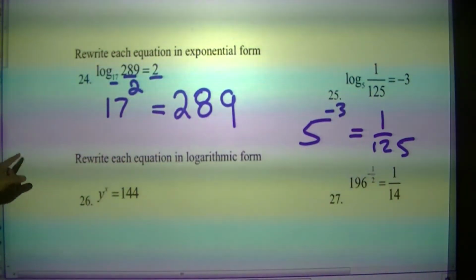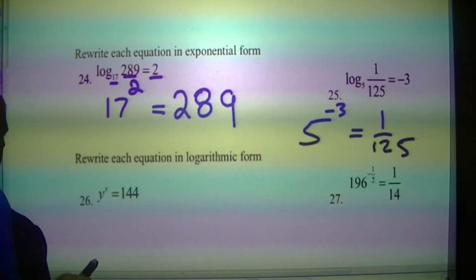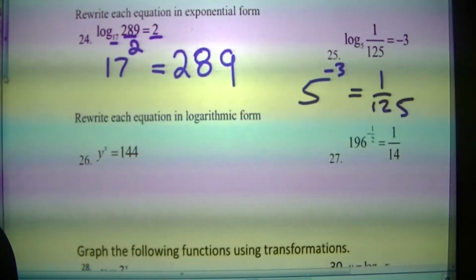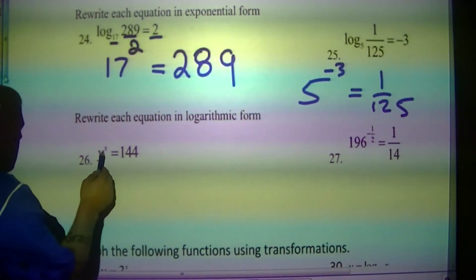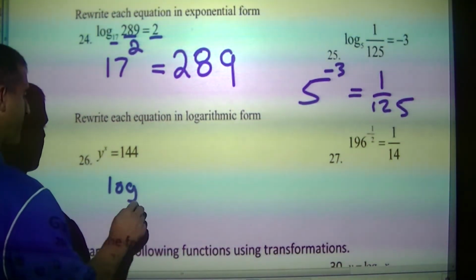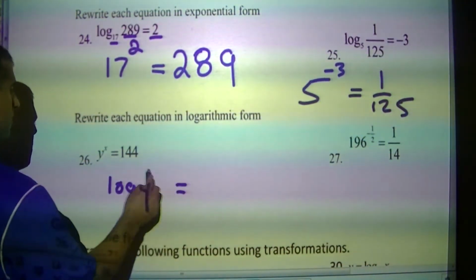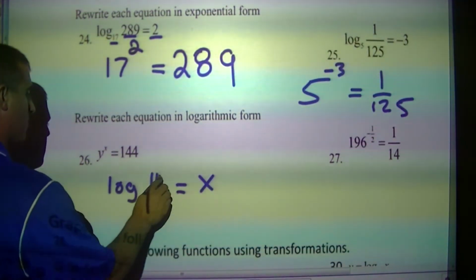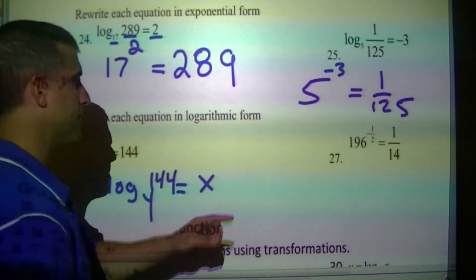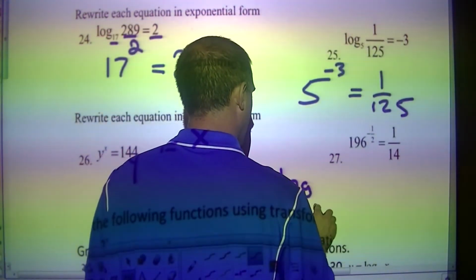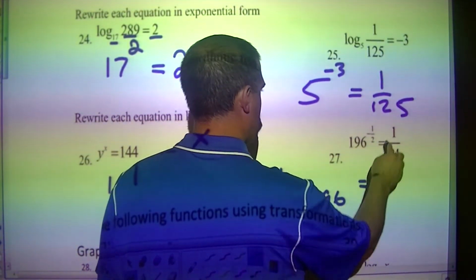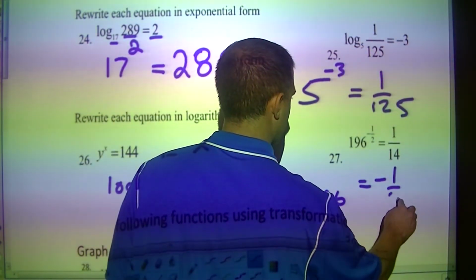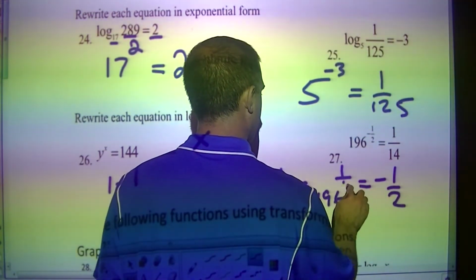To rewrite them in log form. So basically, this log will have the same base of y. It's no longer going to equal 144. It's going to equal x. Same thing here. This is going to be the log of 196. Not going to equal 1 over 14. It's going to be -1/2. The 1 over 14 goes right there.